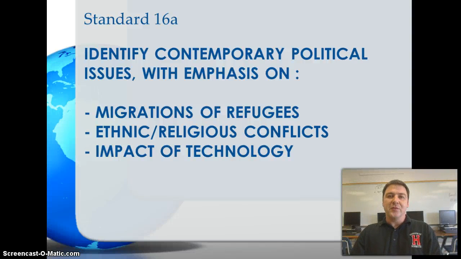Welcome to Standard 16A. In the standard, we're going to try and identify contemporary political issues with emphasis on migration of refugees, the ethnic and religious conflicts in the world, and the impact of technology. By contemporary, we mean today, in the current modern world.